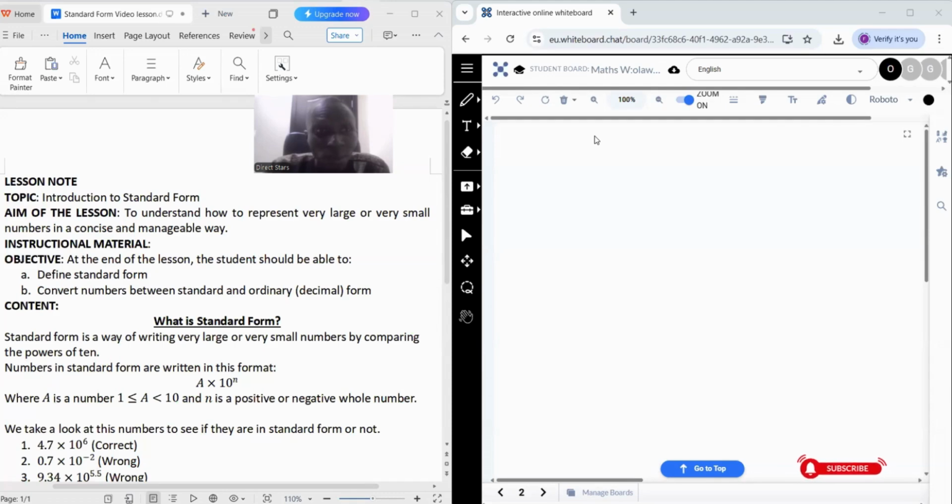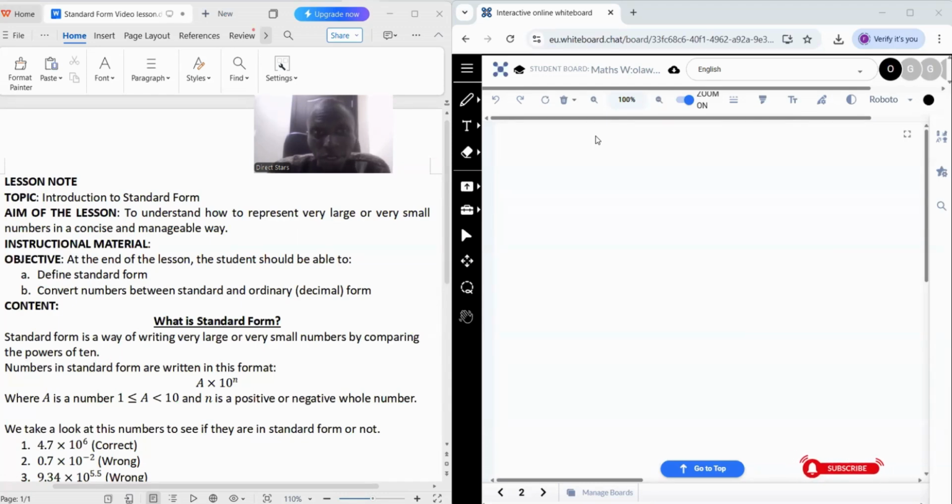In our mathematics class today, we're looking at Introduction to Standard Form. The aim of the lesson is to understand how to represent very large or very small numbers in a concise and manageable way. The objective of the lesson is for you to know how to define the standard form and also know how to convert between standard and ordinary form.